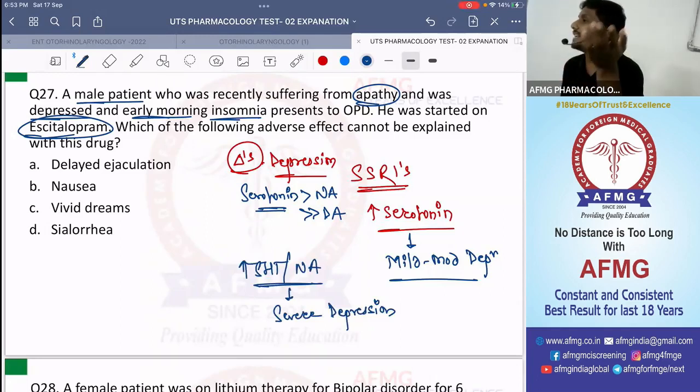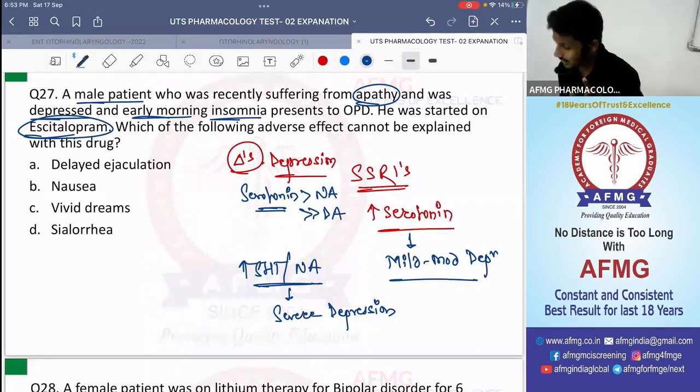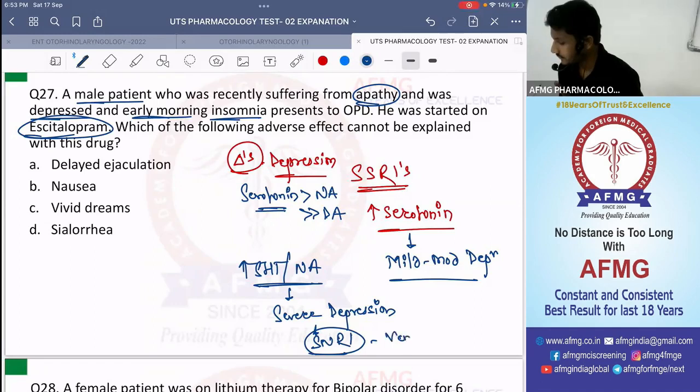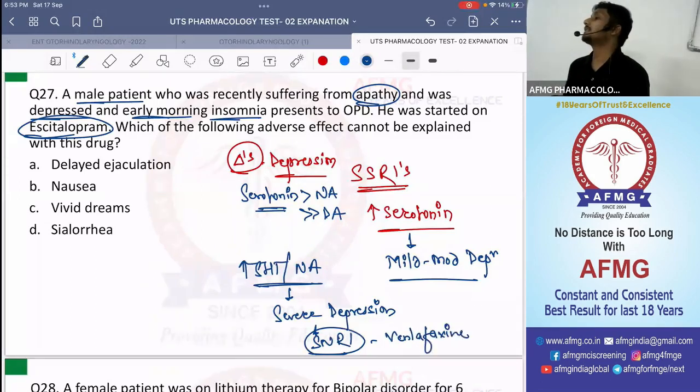The drug which was asked was venlafaxine. They asked, venlafaxine belongs to which group? One of the options was SNRI. Okay? So when the drugs are SNRI, serotonin norepinephrine reuptake inhibitors, drugs like venlafaxine, desvenlafaxine, milnacipran, levomilnacipran, and an important one.